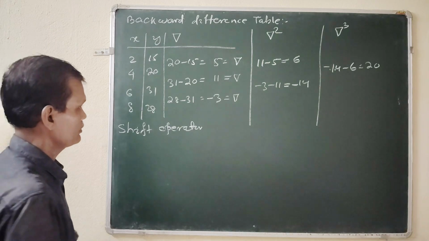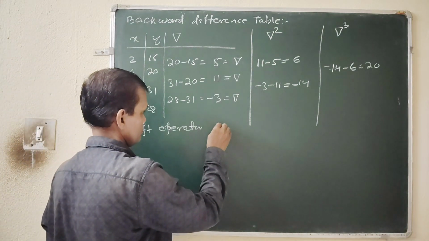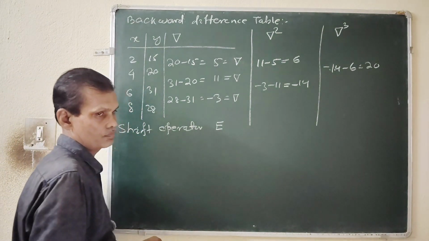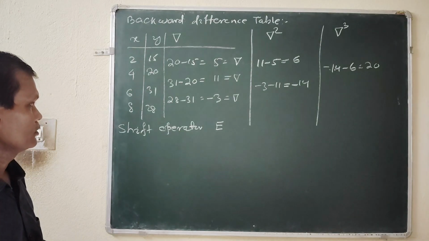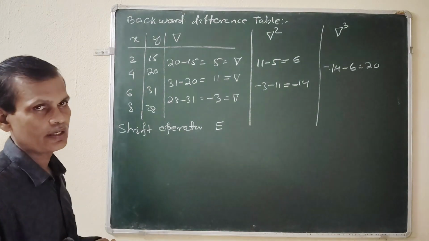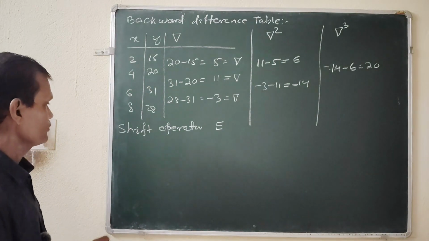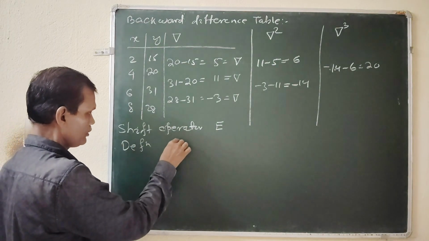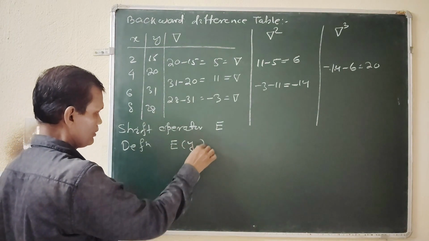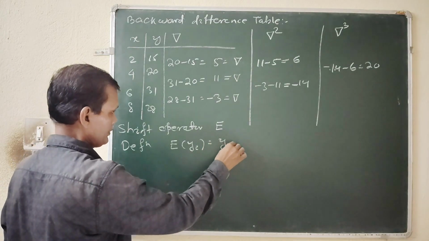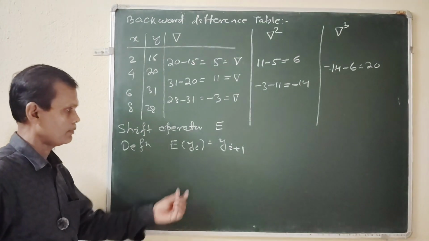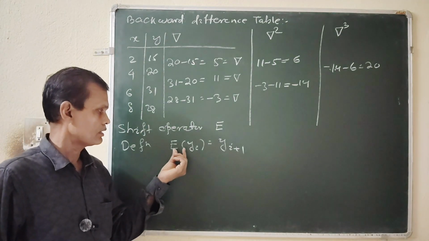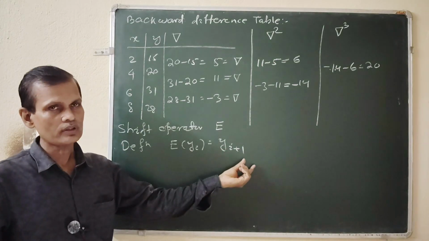It is denoted as... the shift operator is denoted as capital E. How do we define it? Its definition is E of yi is equal to yi plus 1.